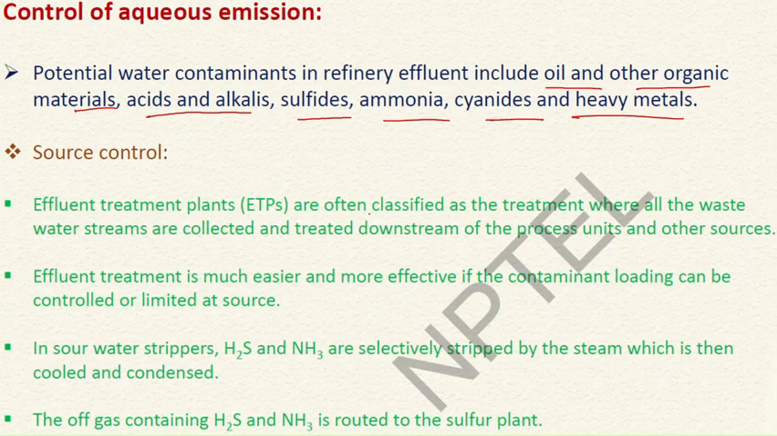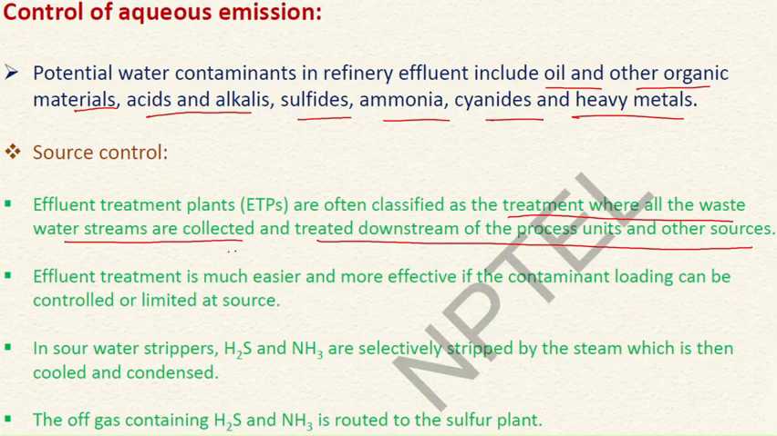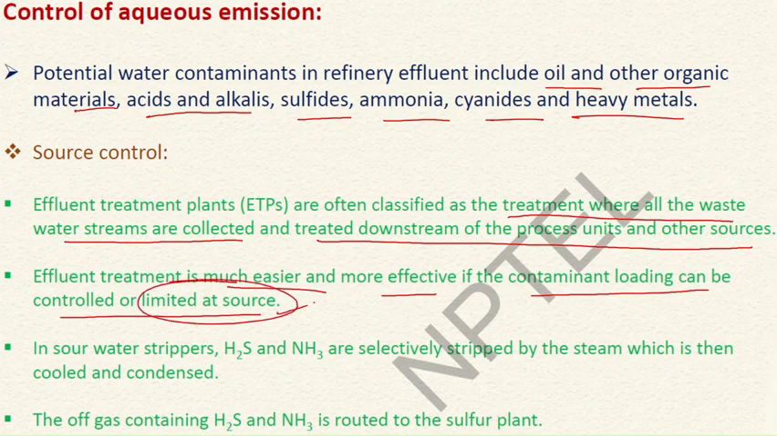Effluent treatment plants are often classified as a treatment where all the waste water streams are collected and treated downstream of the process unit and other sources. Effluent treatment is much easier and more effective if the contaminant loading can be controlled or limited at the source. From the starting itself, I am saying to limit the unwanted, undesired materials at the source itself, then it becomes much easier at the product stage.